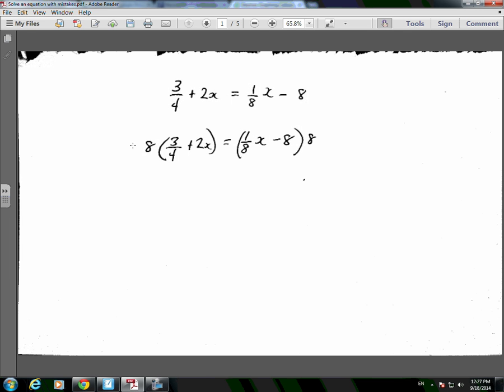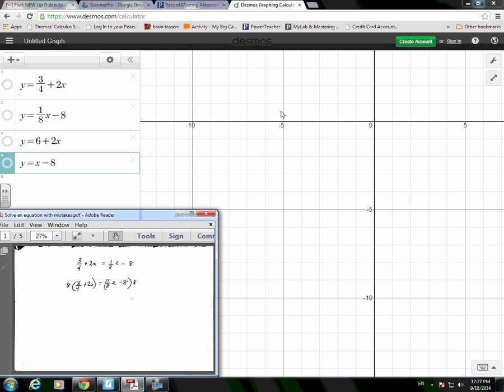So did we multiply, well, let's just look at this example right here. In this example, we have 3/4 plus 2x equals 1/8 x minus 8. And our first step for fraction busting is to multiply both sides by 8. Now what Desmos is going to do is tell me whether or not I multiplied by 8 properly. So first things first.